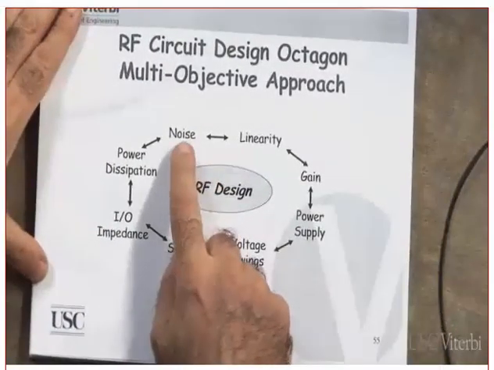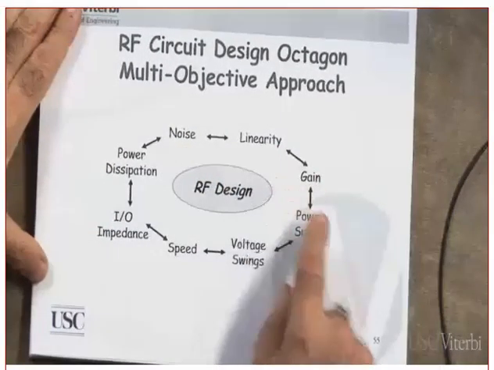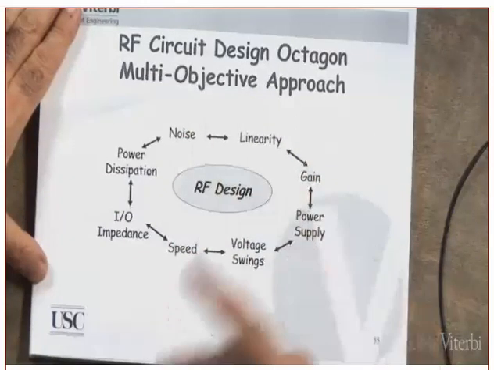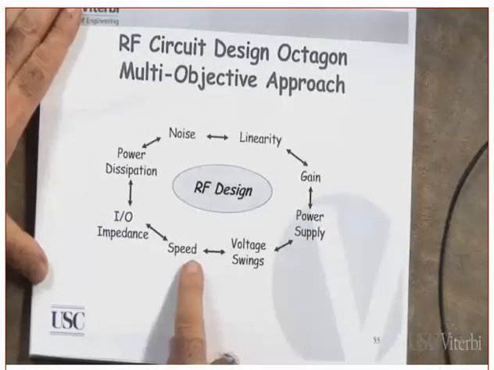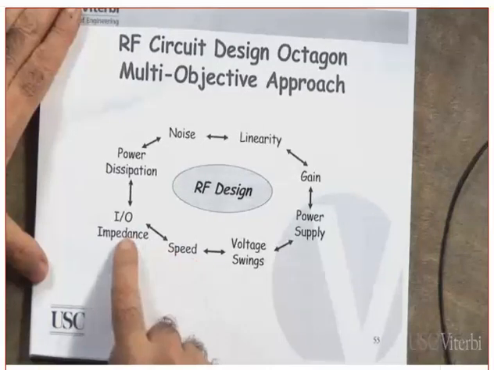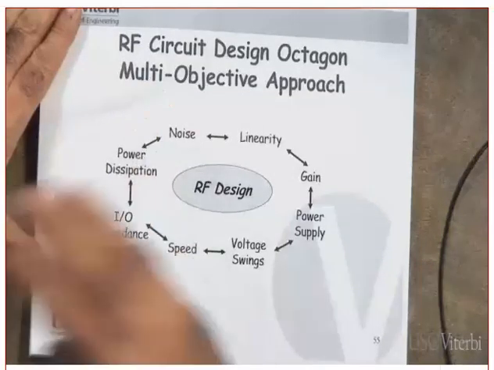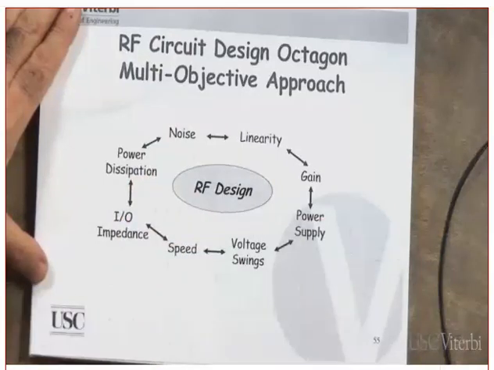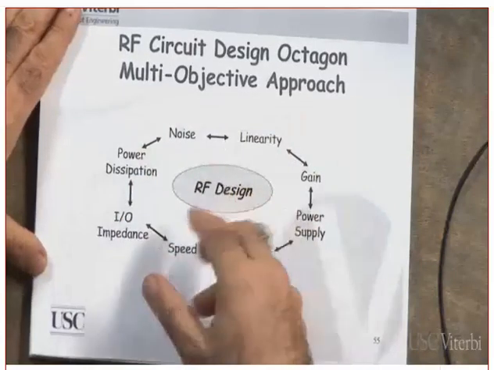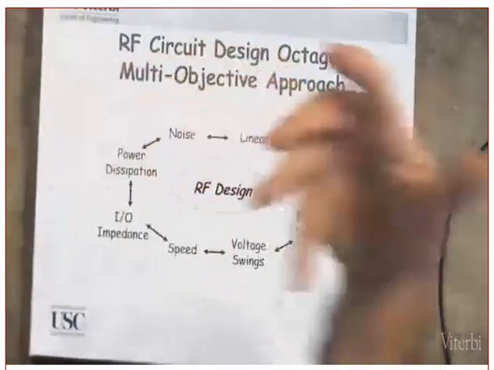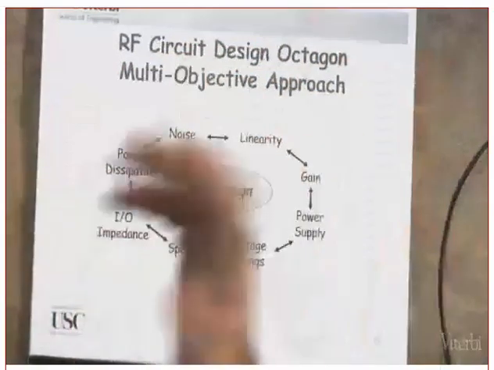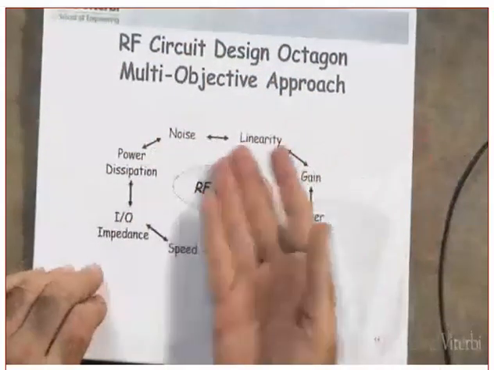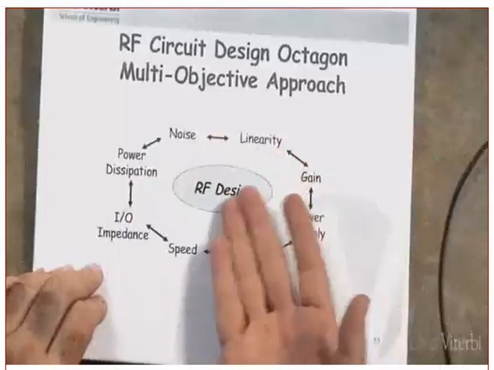The noise, trading noise with linearity, with gain, with the power supply, with the voltage swings. Voltage swings means peak to peak. Voltage swings with the speed, which means data rate. With the I/O impedance, input impedance, output impedance, with the power dissipation, both DC power and AC power. All of these parameters can be traded together. They can be traded between each other. Clear? And we will study all of them in detail, but first we need to understand what they are. Are you following right now?